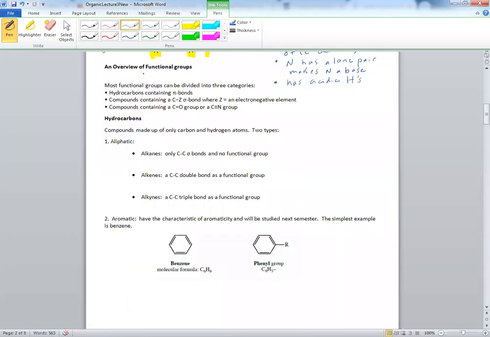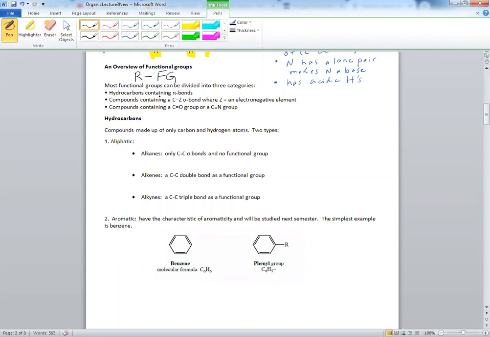So an overview of the functional groups, again, the formula is always like this. You have R, which is only carbon, carbon, carbon, hydrogen, sigma bonds. And then you have the functional group. Now, that's not to say there's only one functional group. There could be multiple functional groups, as you will see.